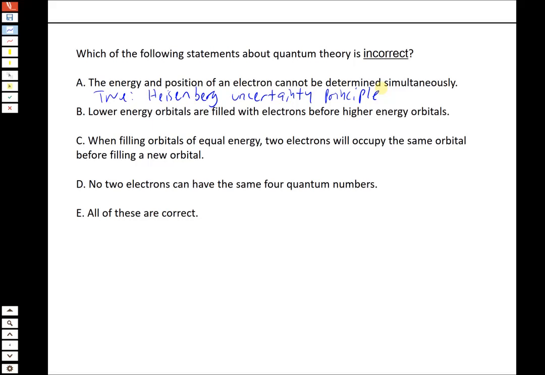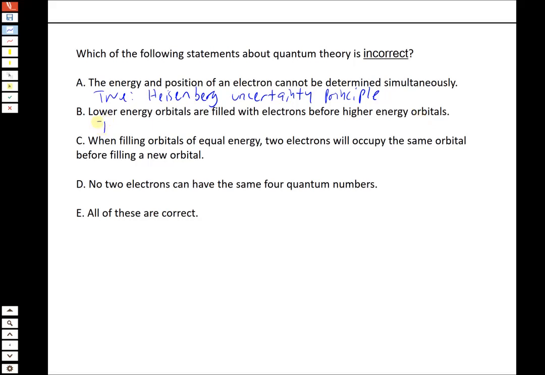So that one's a true statement. That's a statement of Heisenberg uncertainty. B, lower energy orbitals are filled with electrons before higher energy orbitals. As we got into electron configurations, which was the end of this chapter and will be covered more on next week's homework assignment, that was the key concept: we fill the lowest energy subshells and orbitals first before moving to the higher energy ones.